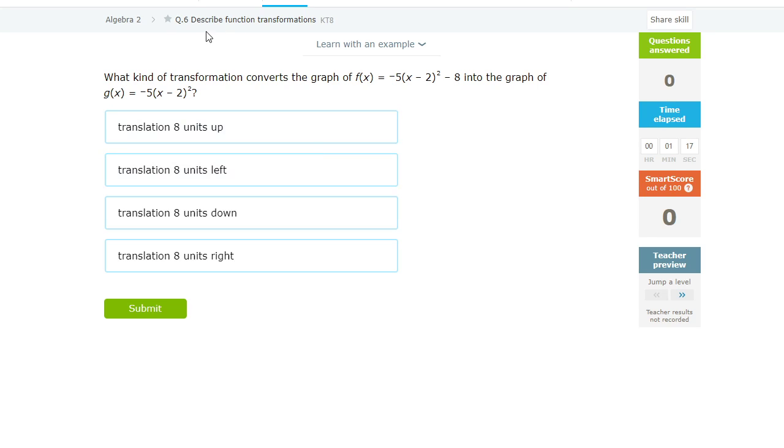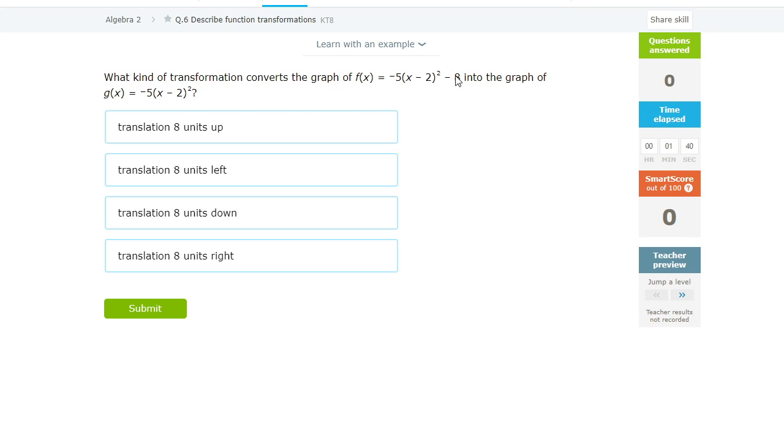Okay, so you guys can see it is Q6. I'm going to reach all the way to 90. You'll see just how uncomplicated it is when you use your transformation guide. So the question says, what kind of transformation converts the graph of f of x from this quadratic right here to this one right here? You just want to compare the functions and see what changed.